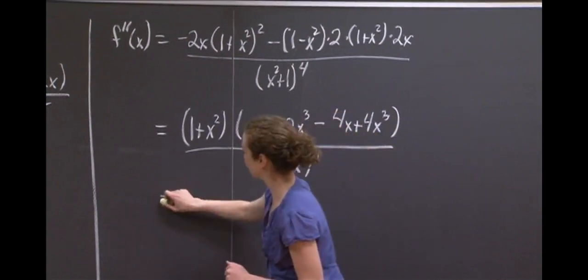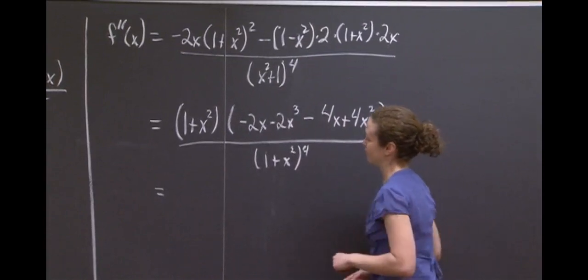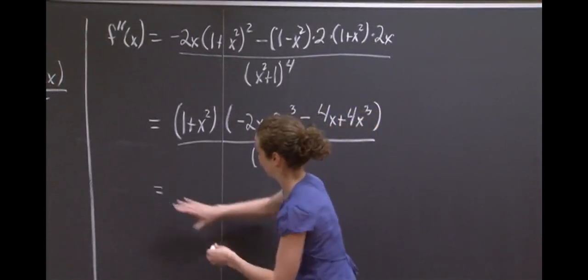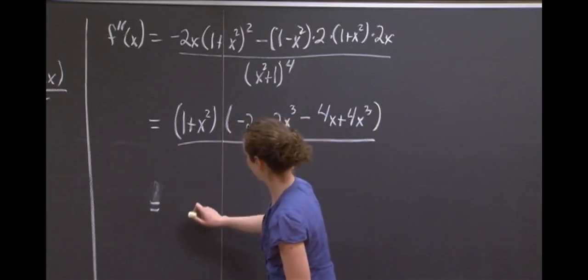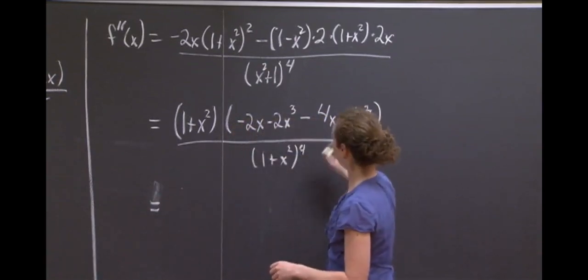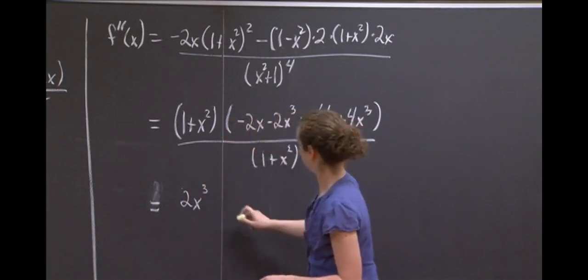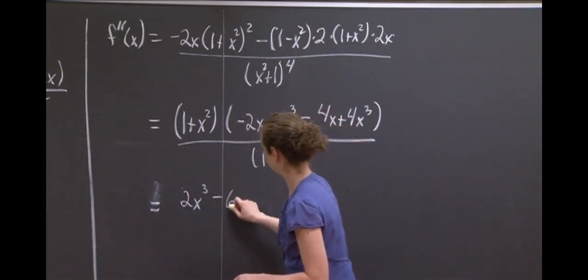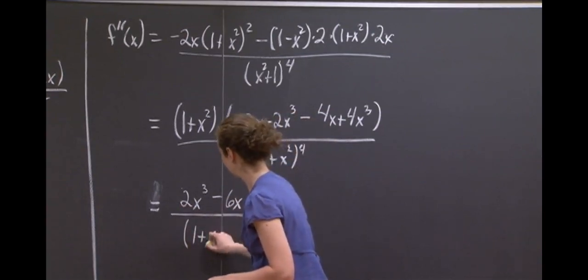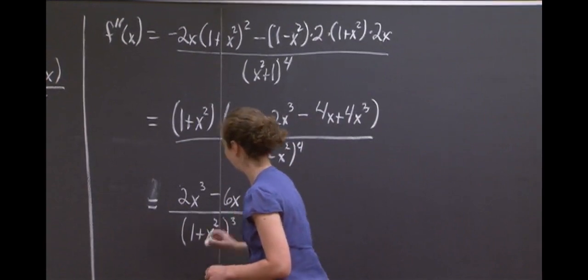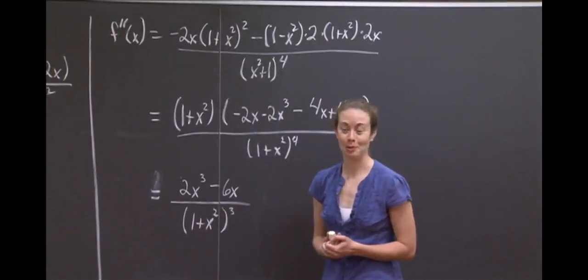To make this much simpler, I'm just going to divide out one of the 1 plus x squareds, simplify what's inside, and we'll leave it that way. Actually, let me move this down so there's a little more room. So the numerator will now be 2x cubed minus 6x over (1 plus x squared) to the 3rd. So these were some tools that we needed. Now we're going to try and use them.